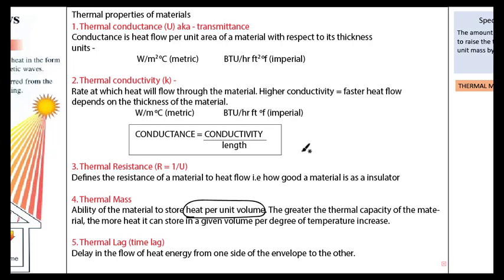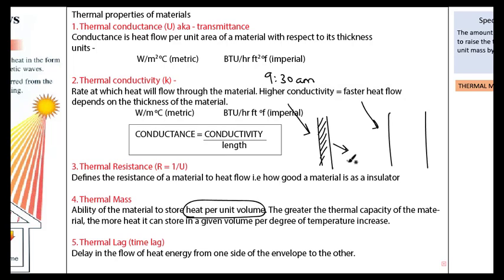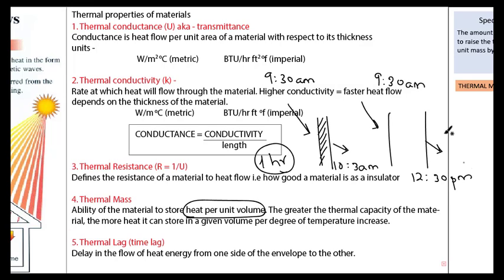And the fifth and the last term is the time lag or thermal lag. For example, again I have a thin wall and a thick wall. Solar radiation is falling on these two walls. They absorb heat and radiate the heat inside. For example, if the heat is falling at 9:30 a.m., it will radiate the heat inside by say 10:30 a.m. So the thermal lag is about 1 hour in thin walls. But in thick walls, if the heat is falling at 9:30 a.m., it will take more time to radiate inside because of its thickness. Say it takes until 12:30 p.m. So the difference is 3 hours.